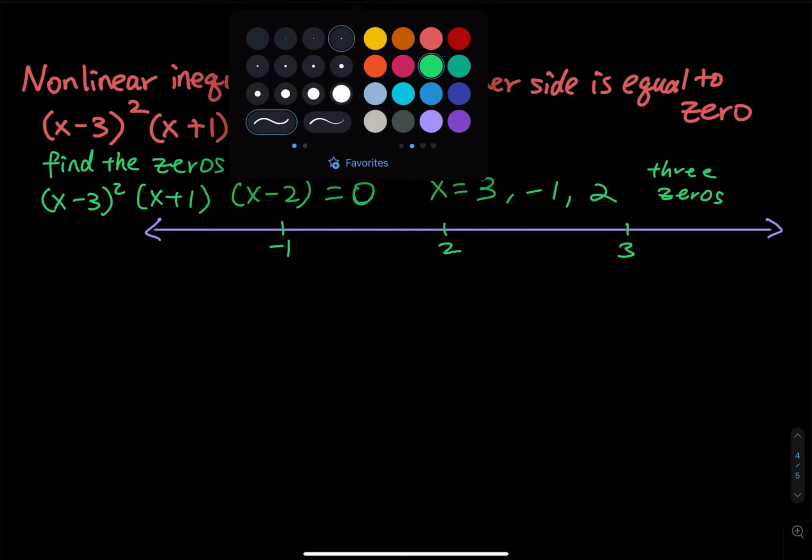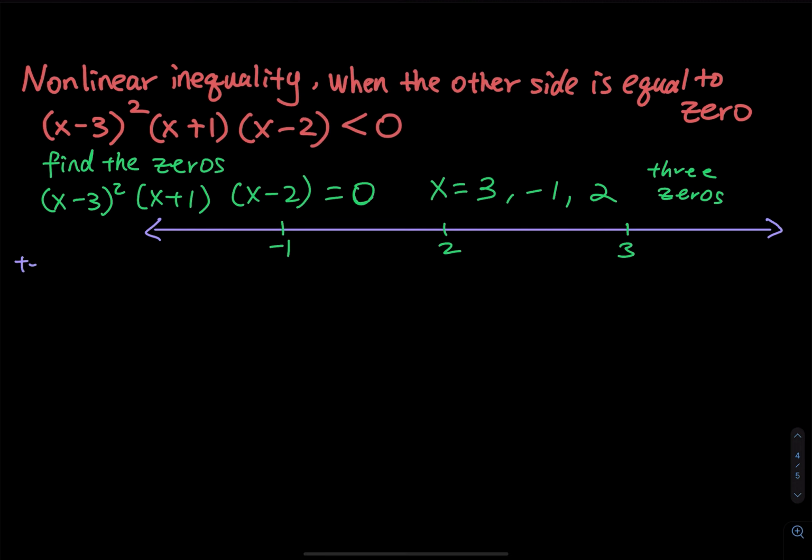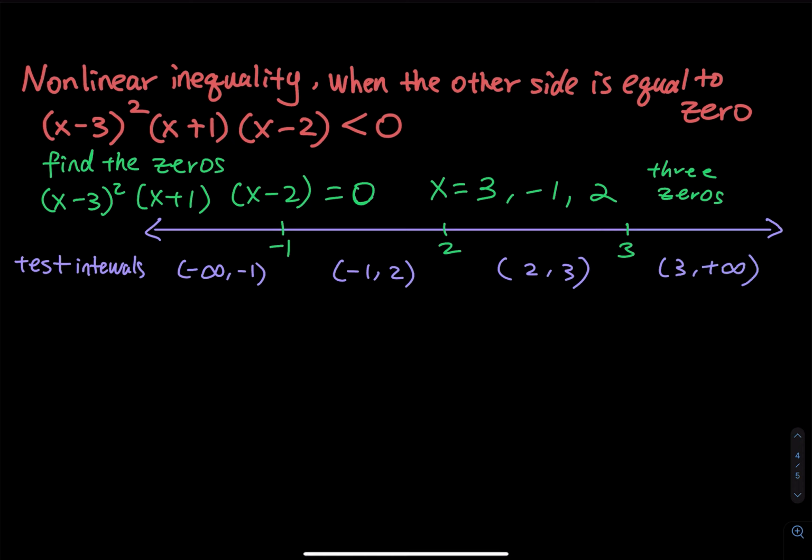So let's go ahead and write our test intervals. The first one is from negative infinity to negative 1. And then from negative 1 to positive 2. From positive 2 to positive 3. And then from positive 3 to positive infinity. All right, so here are our test intervals. 1 line, 3 cuts, so that divides the line into 4 pieces.